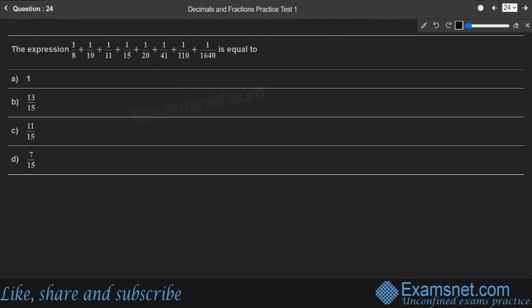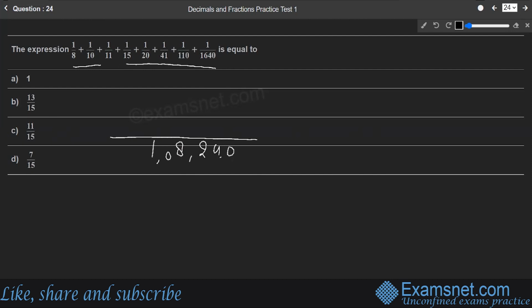Now, 1 by 8 plus 1 by 10 plus 1 by 11 plus 1 by 15, 20, and so on is equal to what? So clearly we are supposed to find out the LCM of all the denominators, then add them together and find the answer. Let us do that. So we are given this expression. LCM can be found by multiple ways, by using factorization and then taking the common factors. If we do that, the LCM of all these numbers is coming out to be 1,08,240.